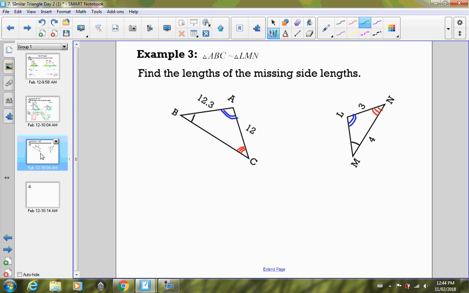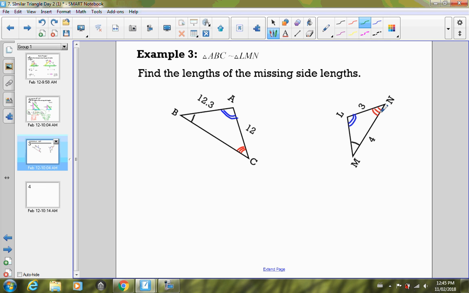Okay, so now we're going to be doing example 3. You're going to notice here that the triangles are, so it says here, triangle ABC is similar to LMN. So I know that they're similar. I also know that they're similar because if I look here, this black line here is the same as this black line. The 2 dashes mean that they have the same angles, and these 3 dashes here mean that they have the same angles as well.